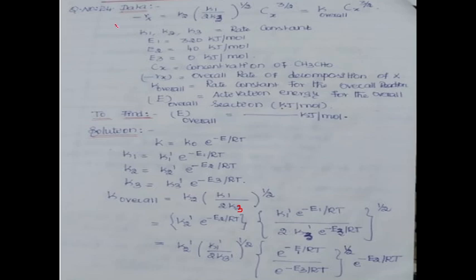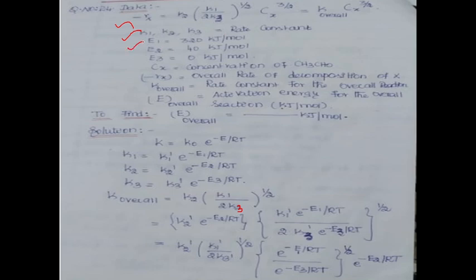Minus Rx is equal to K2 into (K1 by 2K3) power 1 by 2 Cx power 3 by 2, which is equal to K overall Cx power 3 by 2. This is the given equation. In this equation, minus Rx is the rate of decomposition of acetaldehyde. K1, K2, K3 are rate constants. Cx is the concentration of X or acetaldehyde. K overall is the overall reaction rate constant.